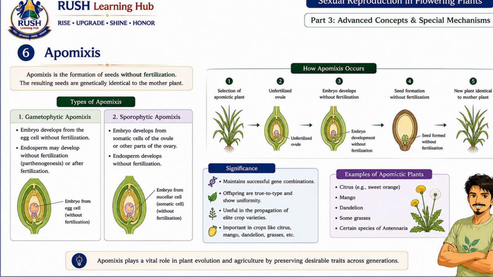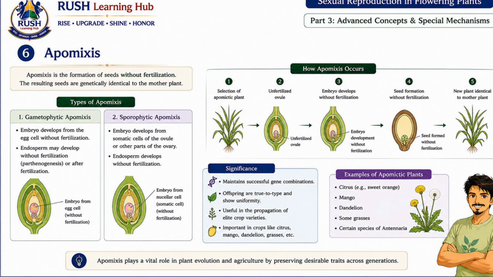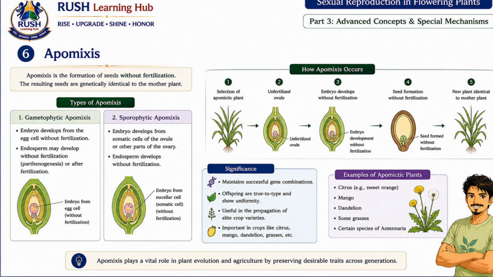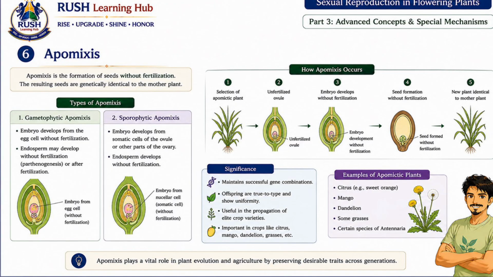Apomixis also ensures uniformity among offspring because all the plants produced are genetically similar to the parent plant. For this reason, scientists are highly interested in introducing apomixis into economically important crop plants. Examples. NCERT mentions that apomixis occurs naturally in several species of grasses and some flowering plants. It is also observed in certain species of citrus and other plants.